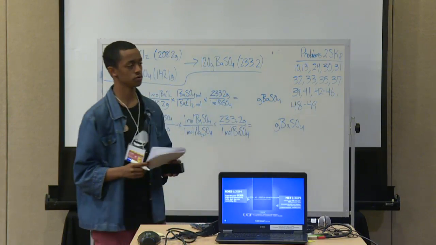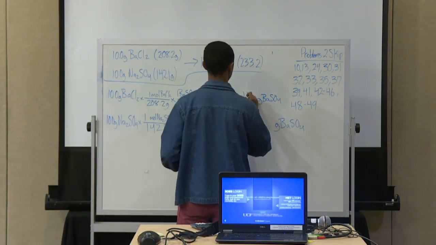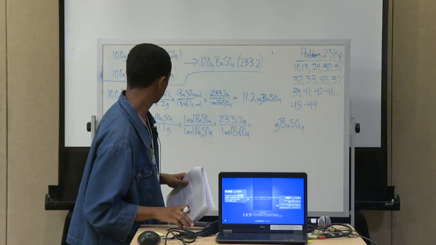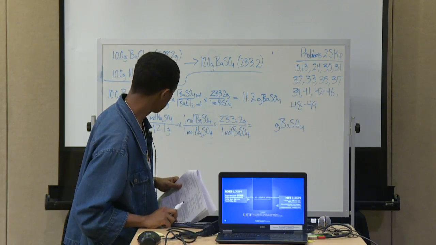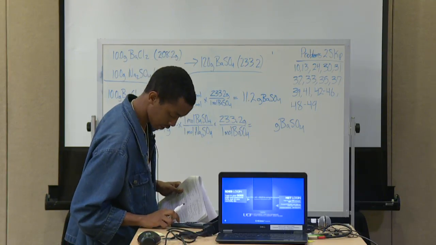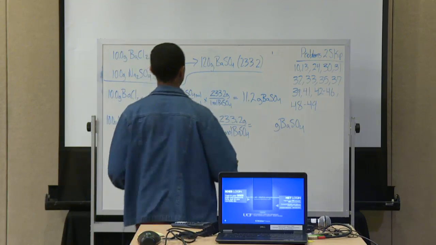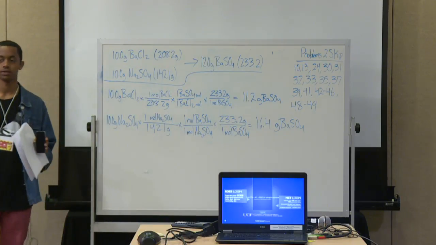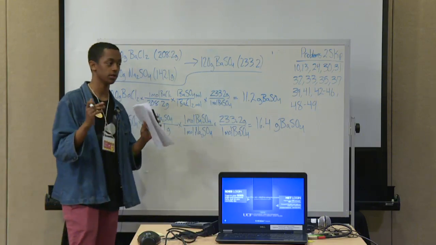Has anyone got the value for the first one already? 11.2 for the first one. Anyone do the second one? Just shout it when you've got it. Okay, I'll check. Yep, I got the same thing. So 16.4. So which one of these things gives us less moles of product? The first one, right? So the first one's going to limit how much we can make. So that's the most we could possibly theoretically make.